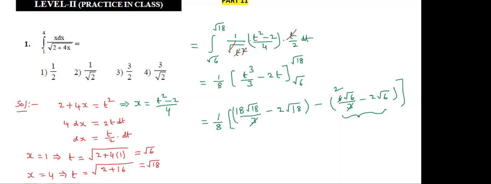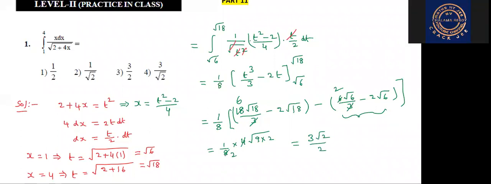Now here 3 6s are 18, 6 minus 2 is 4. So 4 root 18. 18 means we can write 9 into 2. 4 2s are, this is 3 root 2 divided by 2. So there is no such option. Go to some more calculation. 3 by root 2. Yes, this answer is there in the fourth option. So the fourth option is correct.